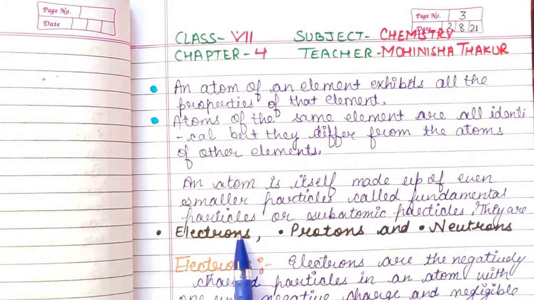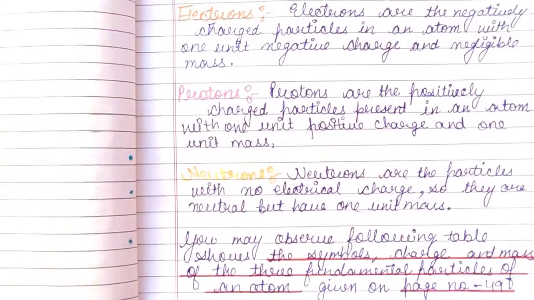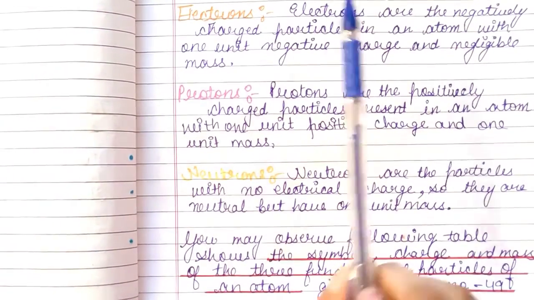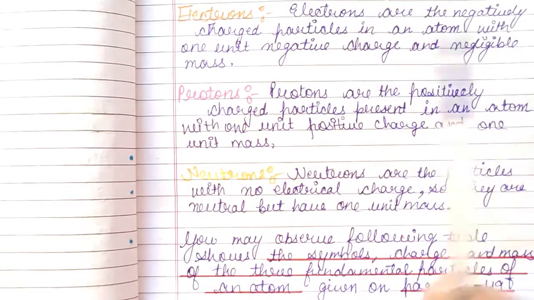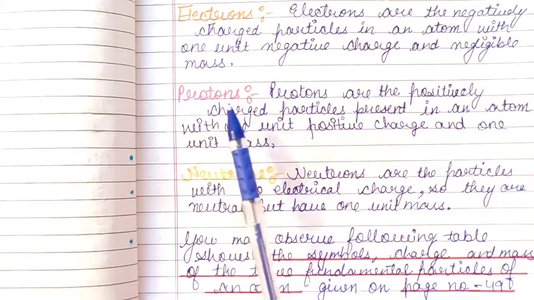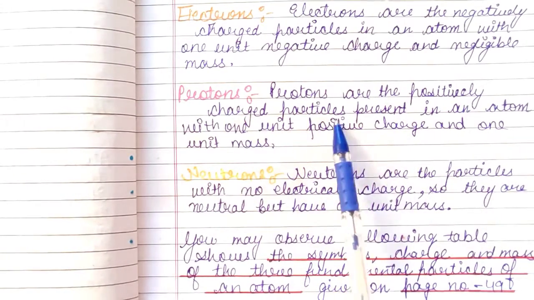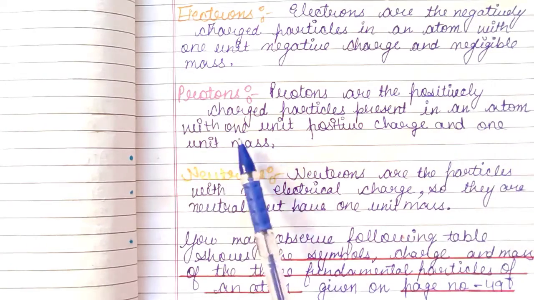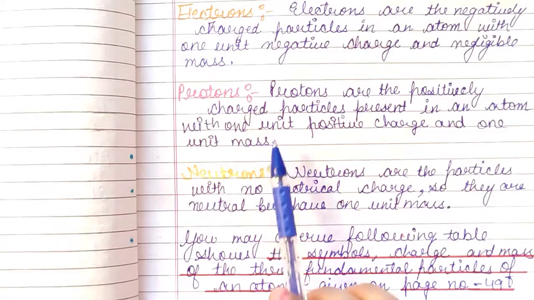They are electrons, protons and neutrons. Let us discuss these terms, that is electrons, protons and neutrons. So electrons. Electrons are the negatively charged particles in an atom with 1 unit negative charge and negligible mass. Protons. Protons are the positively charged particles present in an atom with 1 unit positive charge and 1 unit mass.